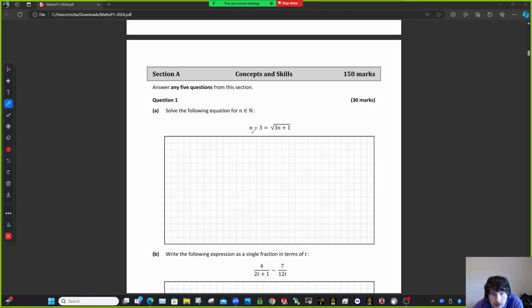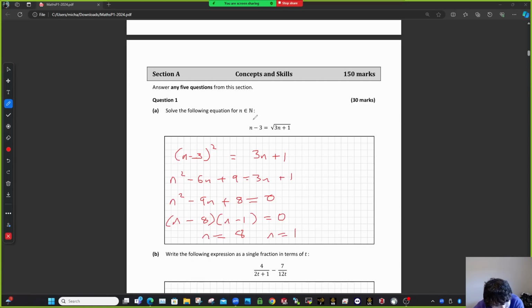Right, so all we do here in part A is we square both sides. So you start off with n minus 3 squared equals 3n plus 1. Then this becomes n squared minus 6n plus 9 equals 3n plus 1. And then it's n squared minus 9n plus 8 equals 0. Factorize that, it's n minus 8 times n minus 1 equals 0. n equals 8 and n equals 1. Both are natural numbers. That was fine. Nice question to start the paper.